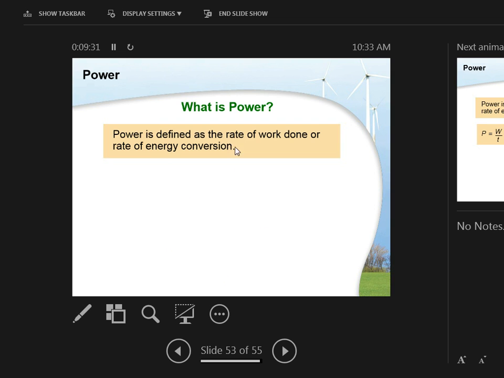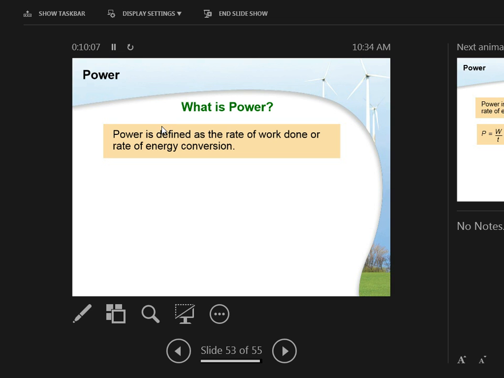What is power? This is the definition. You need to know this. Let's find it in your textbook. It is on page 118. Okay? Highlighted in the box. Put a star beside it. Power is defined as the rate of work done or the rate of energy conversion.